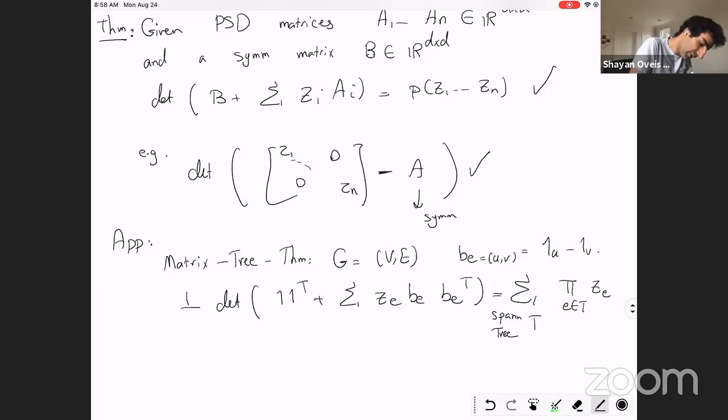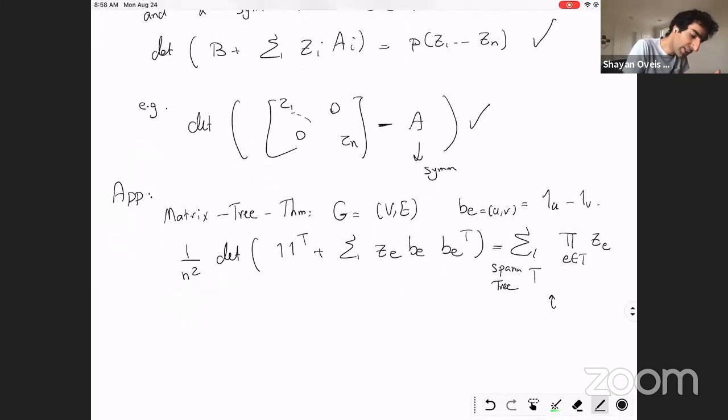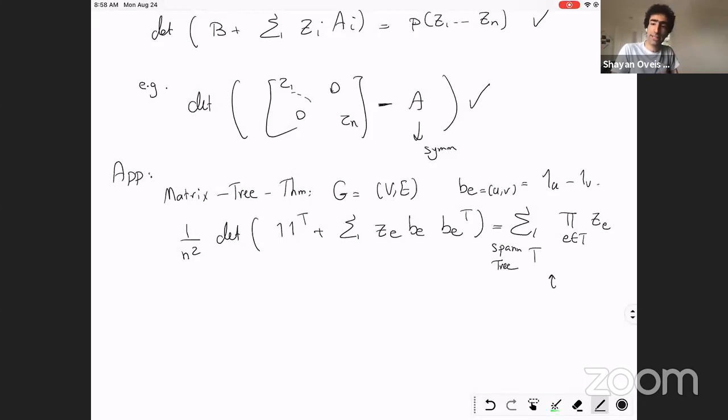So maybe if I divide by 1/n squared, you get something like that. So up to a normalizing factor, these are the same thing. So the right polynomial, I'll say more about it. The right polynomial is called the generating polynomial of all spanning trees of the graph. And this matrix tree theorem together with the theorem I said above says that the generating polynomial of all the spanning trees of a graph is a real stable polynomial.